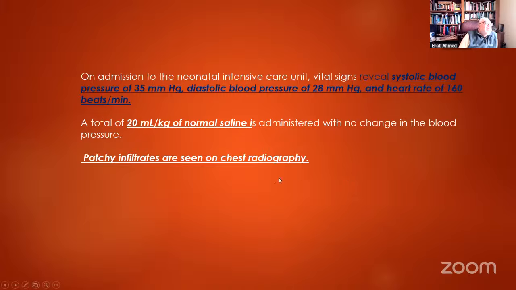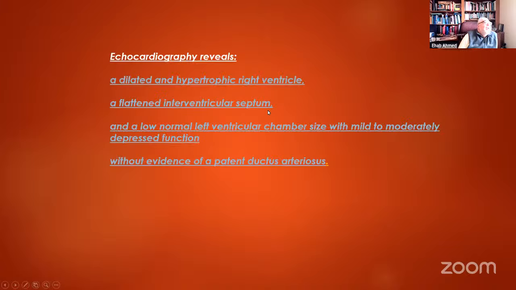They did an X-ray and found patchy infiltrates. Then they did an echo, which revealed the following: dilated and hypertrophic right ventricle, flattened interventricular septum, low normal left ventricular chamber size with mild to moderately depressed function of the left ventricle, without evidence of a patent ductus.